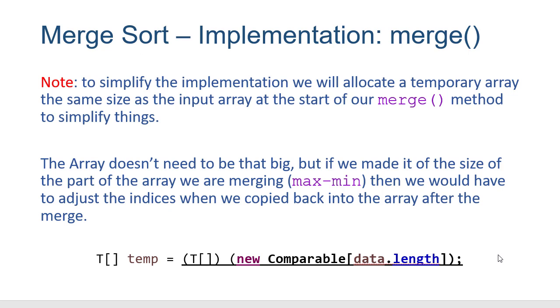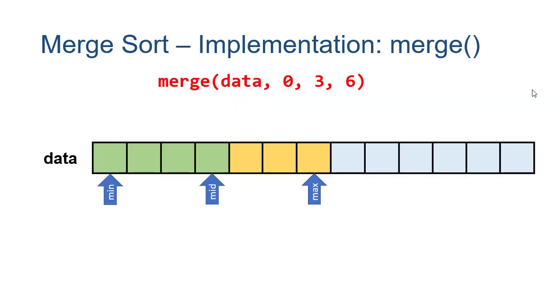And again, just keep in the back of your mind that if you really want this to be efficient, you need to create an array that's the size of the subarray you're working with, and then copy those elements back in. So our merge method is going to work on part of the array.